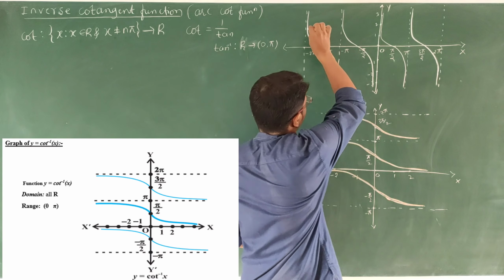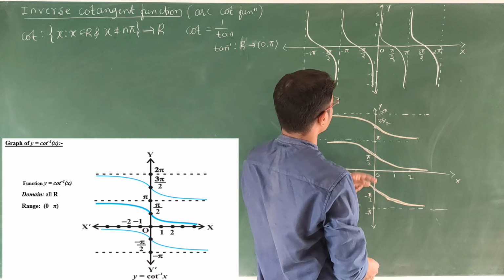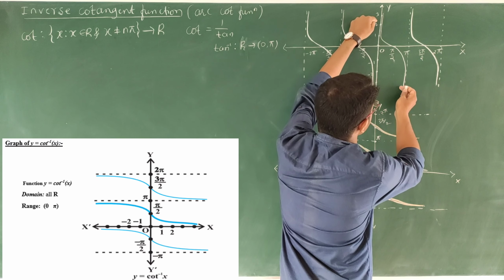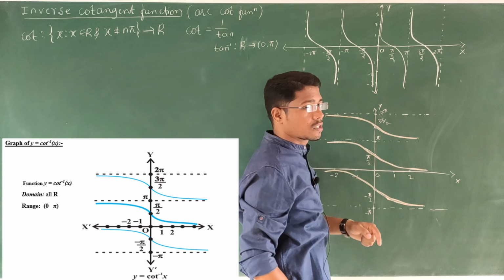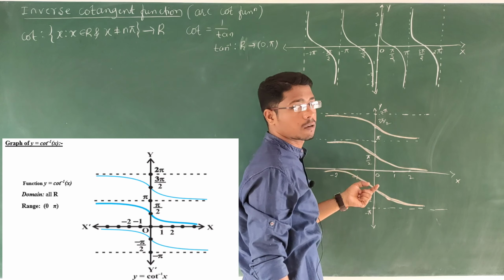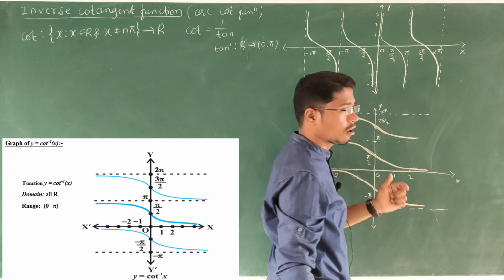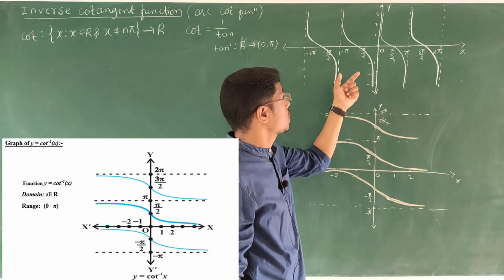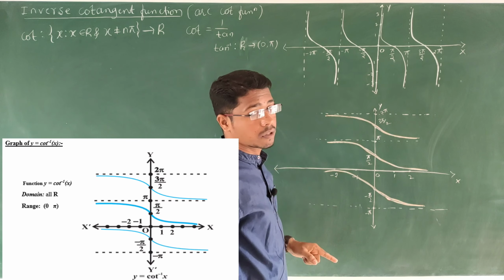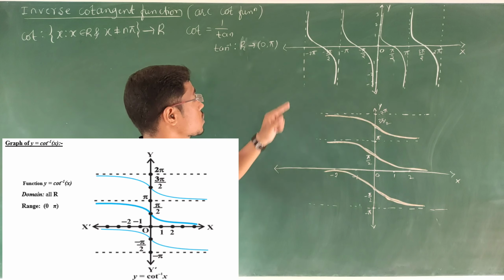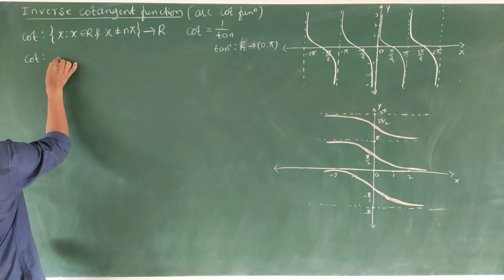Now, if I draw a line above the x-axis, it meets more than one point of the graph. So if I consider only this, that is 0 to pi, and draw one line above and one below, it meets only one point of the graph, therefore it will become bijective. Or if I consider any of these separate regions, the function cot will become bijective. Therefore, by restricting the domain of the cot function, we may define its inverse.